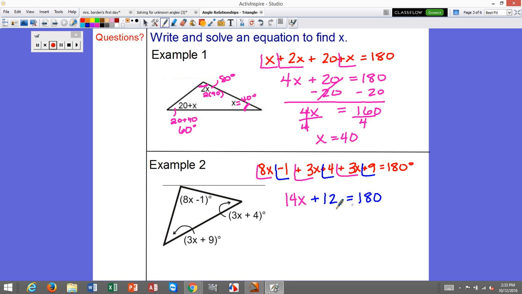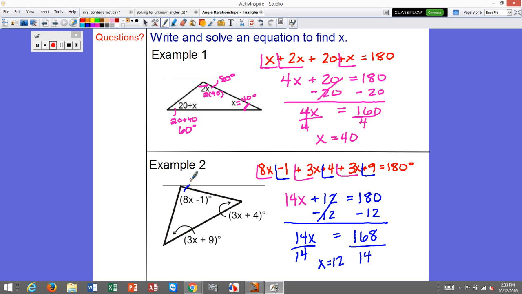I'm now going to isolate my x by inversing the operations. I'm starting with the addition, so I'm going to subtract 12 on both sides. My 12s cancel. 14x equals 180 minus 12, which would be 168. I would then divide by 14 on both sides, and x would equal 12. I could then use that value to find these degree measures.